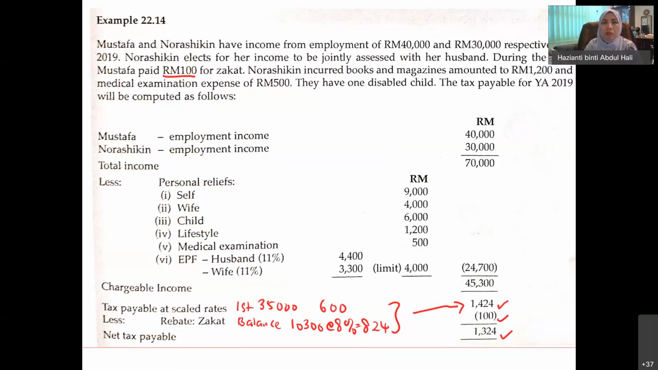So during the year, Mustafa paid 100 ringgit for zakat and Nora Shikin incurred books and magazine amounted to 1,200 and medical expense of 500. They have one disabled child. So this is how we compute the tax payable. This is combined assessment. Remember, if separate assessment, kita buat Mustafa satu, Nora Shikin satu.